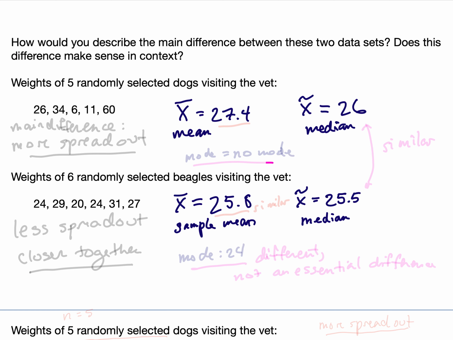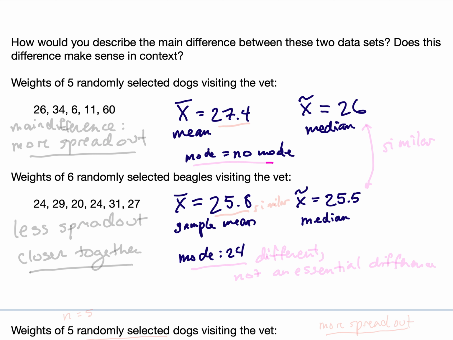One other measure of center we did was the mode, not necessarily as useful a measure of center, but in this case there is no mode. There's no data value that occurs more than any other data value, whereas in the set of 6 beagle dogs, there is a mode. 24 appears twice, so the mode in this case is 24.